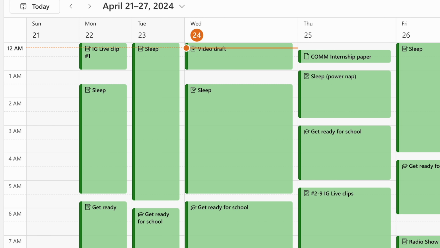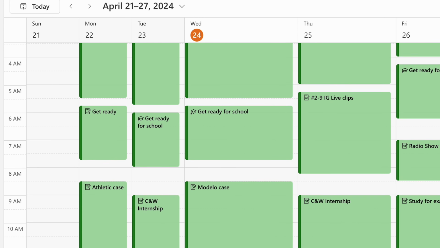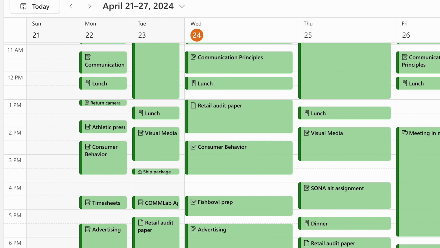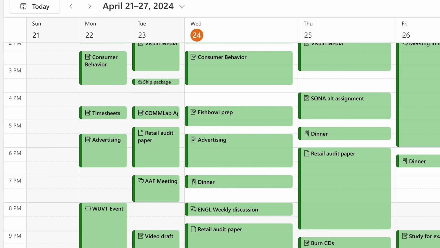This is what your schedule should look like at the end. It looks very hectic, but trust me, managing it like this will help a whole lot for students that have a lot going on right now.